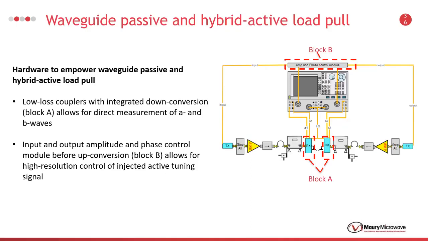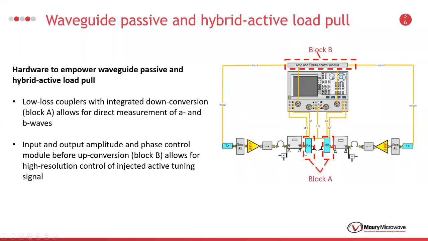Now, in waveguide, the problem is we don't have couplers in between the tuner and DUT, because there are no instruments that will measure directly from the couplers in waveguide. It doesn't exist. And using 1 millimeter cables to go from a 1 millimeter coupler, the losses will be too much, so it's not possible. That's why Maury developed a solution based on a waveguide setup. And you can see here, there is a block A and a block B.